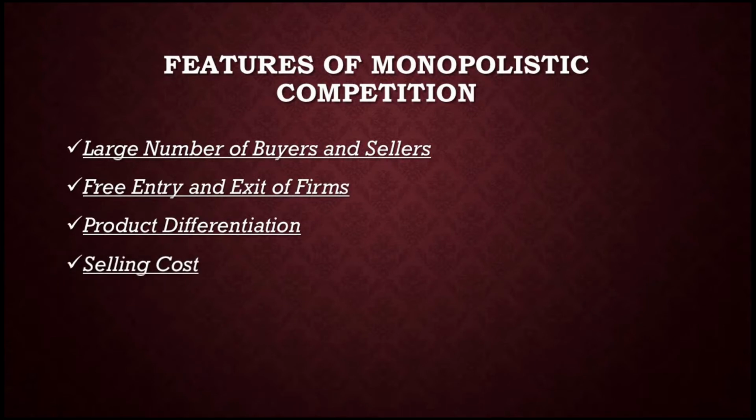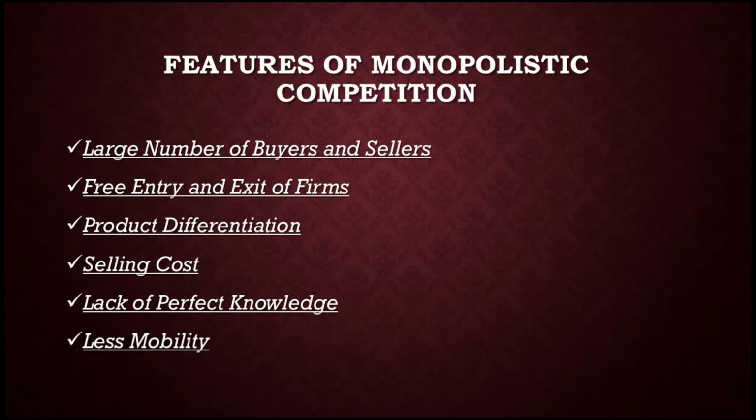In monopolistic competition, every firm tries to promote its product through different types of expenditure. Advertisement is the most important constituent of this selling cost, which affects the demand as well as the cost of the product. And the fifth is lack of perfect knowledge. Of course, the buyers and sellers do not have perfect knowledge of the market. There are innumerable products, each being a close substitute of the other. The buyers do not know about this.